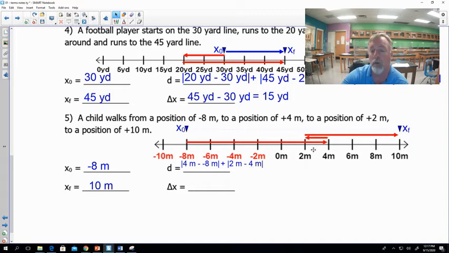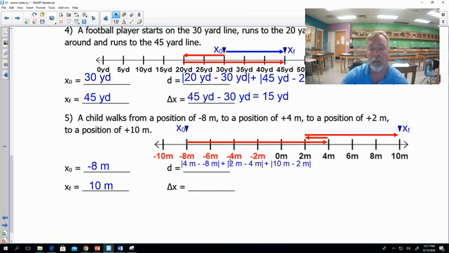And now we have to do our third leg. We started at 2, we ended at 10. So now we've got all 3 legs of our trip. We've got them labeled out. Now we just do our calculation.